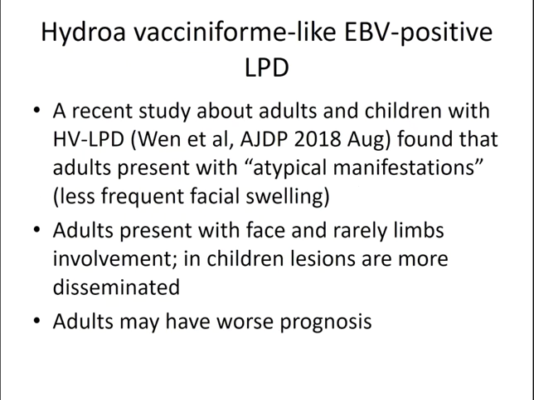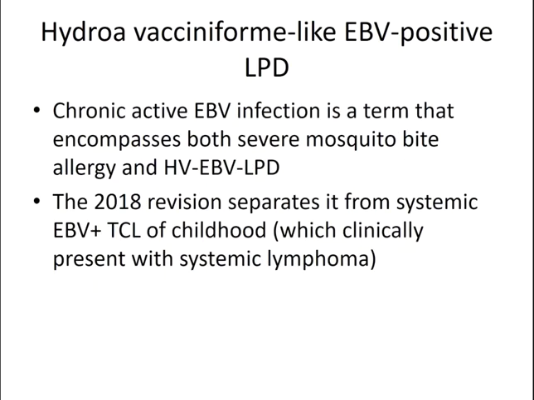There are some variations that I'm going to go over. Adults may behave a little bit more atypically in terms of clinical presentation than the children. But the truth is that this is a manifestation of what we call chronic active EBV infection. And when you have chronic active EBV infection, you have two things. You have hypersensitivity to mosquito bites, very severe. So you have a mosquito bite and then it's like a crazy dermatitis. Or you can have this hydroa vacciniforme-like EBV-positive lymphoproliferative disorder. So it's a spectrum. And actually, that is the beauty of this case. And again, with a disconnect between histology and clinical, you may be completely lost.